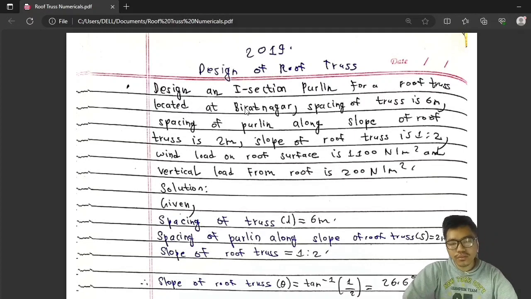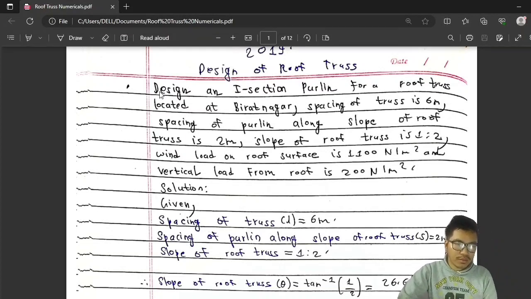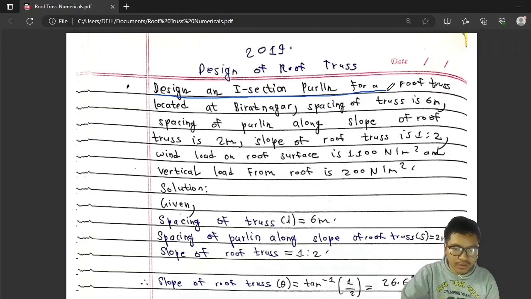Today in this video I will solve the numerical of design of roof truss of steel structure. The first question, asked in 2019 Purbanchal University, is: design an I-section purlin for a roof truss located in Biratnagar. Spacing of the truss is 6 meter.